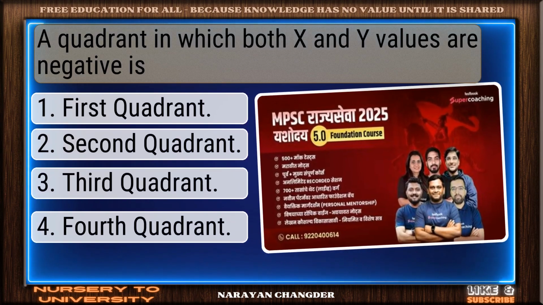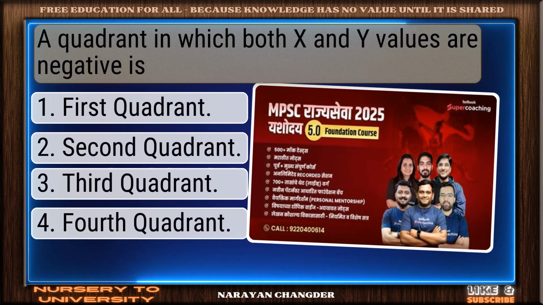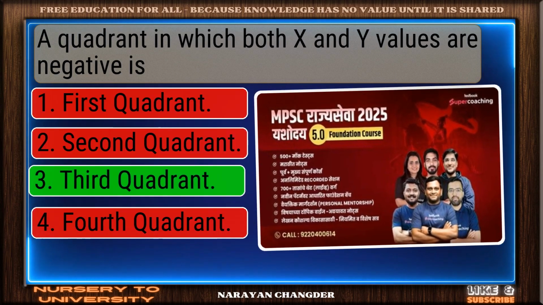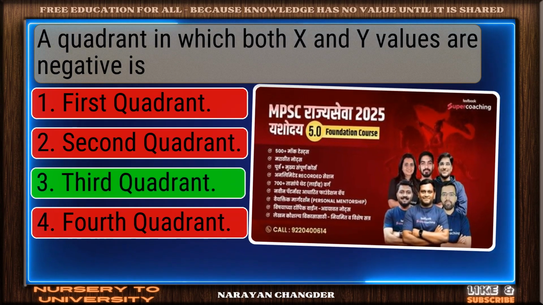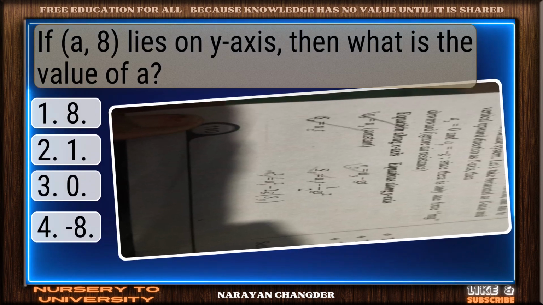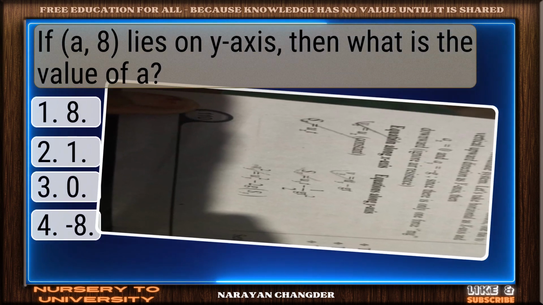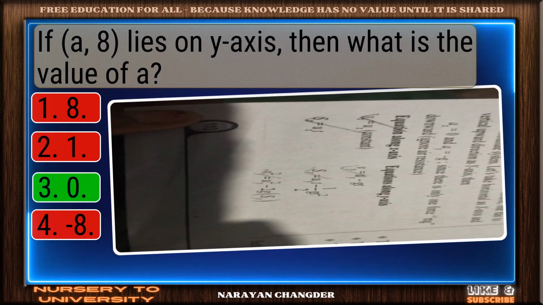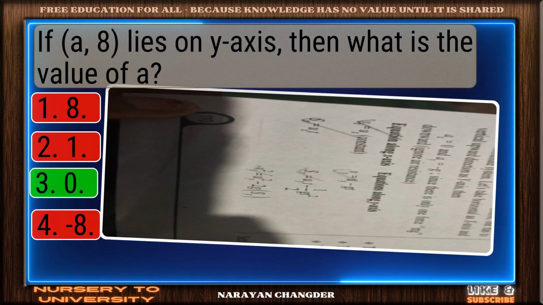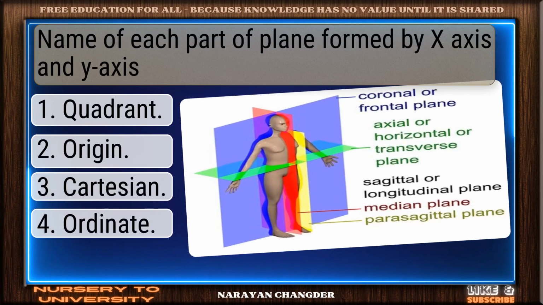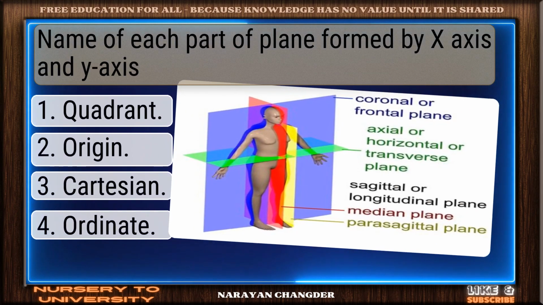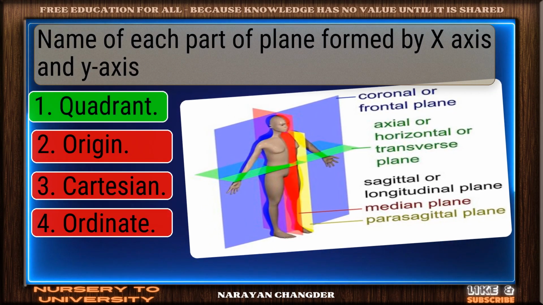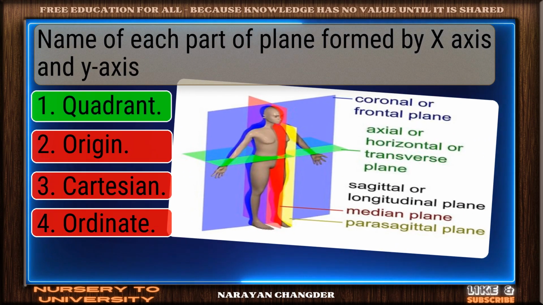Question number 117. A quadrant in which both x and y values are negative is? Smart pick. Third quadrant is the correct choice. Question number 118. If lies on y-axis, then what is the value of a? Solid response. Zero is a valid choice. Question number 119. Name of each part of plane formed by x-axis and y-axis. You got it. Your choice quadrant is right.